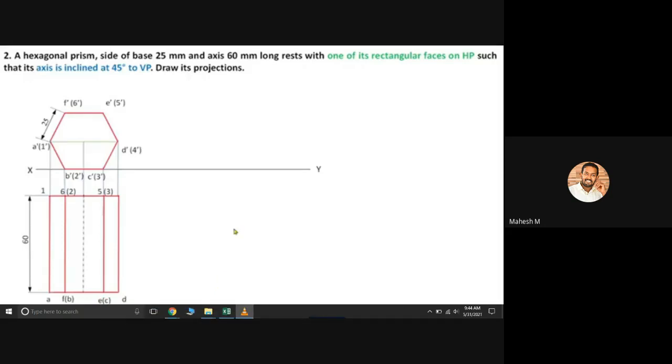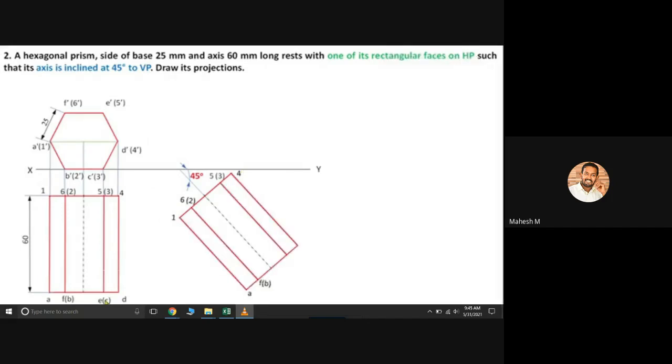After doing that, you can create your inclined top view with an angle of 45 degrees. This is not a base, here it is an axis, so you can create your axis with an angle of 45 degrees. Next you can replicate our previous top view with the same dimensions, like this.